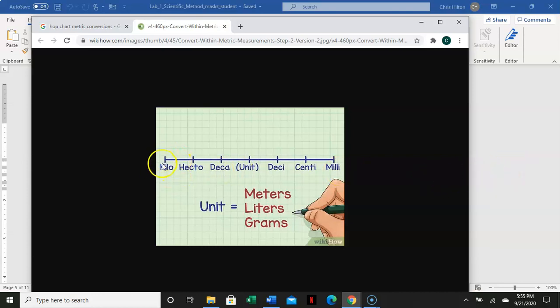So you need kilo at the +3. You need unit, or what's another thing you can say? Bench, or standard. You can put that at the 0, and just know that can be meters, liters, or grams. And then you'll need centi and milli, and then centi is at -2, milli is at -3, and then further down is micro at -6.